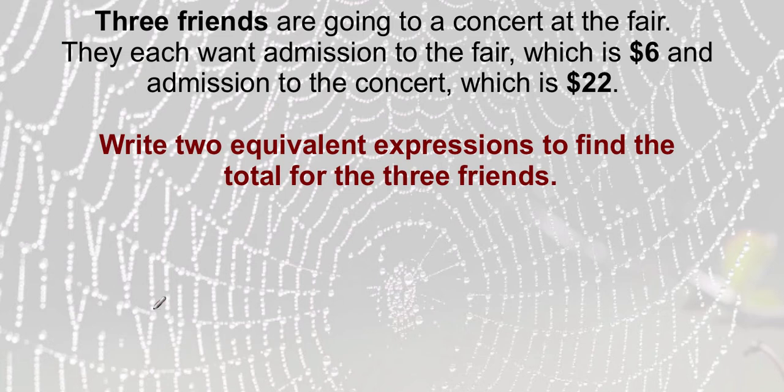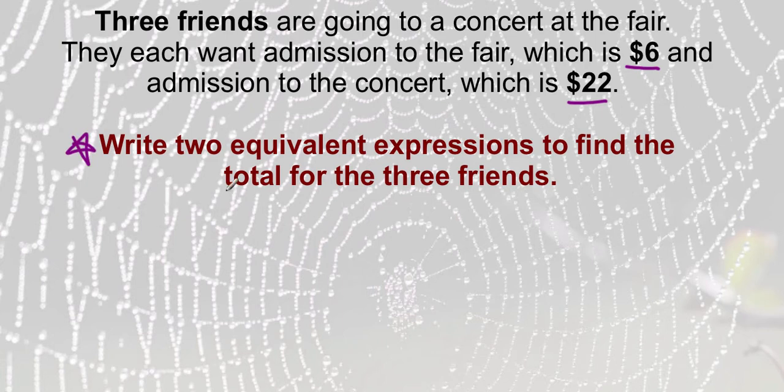Now let's put it into action. It says 3 friends are going to a concert at the fair. They each want admission to the fair, which is $6, and a ticket admission to the concert, which is $22. We want to write 2 different expressions, 2 different ways of finding the total for the 3 friends.